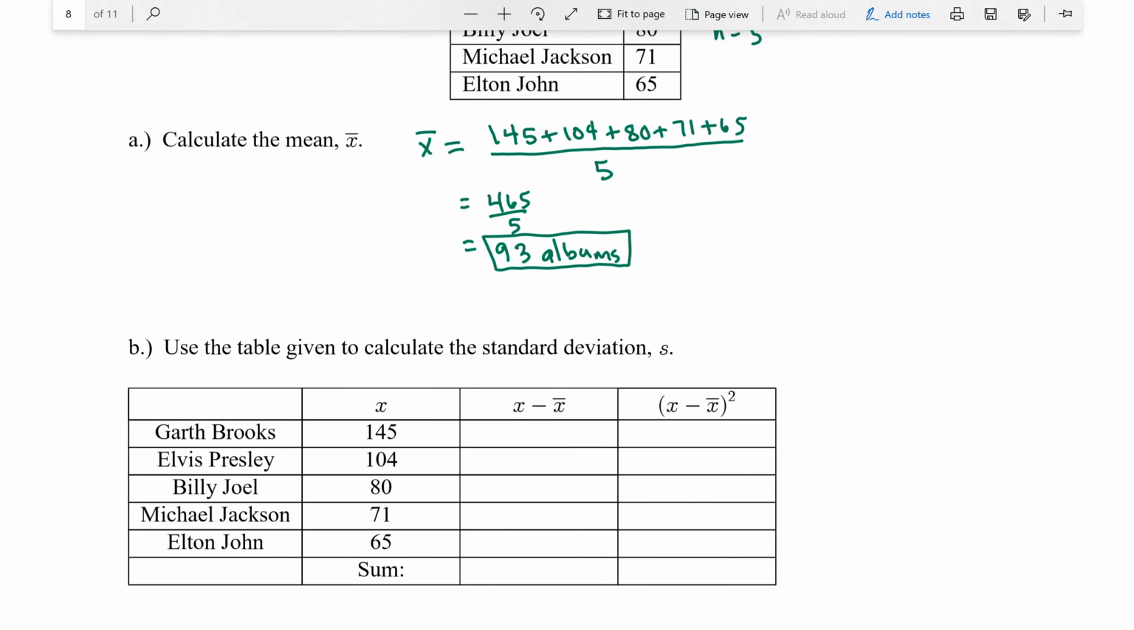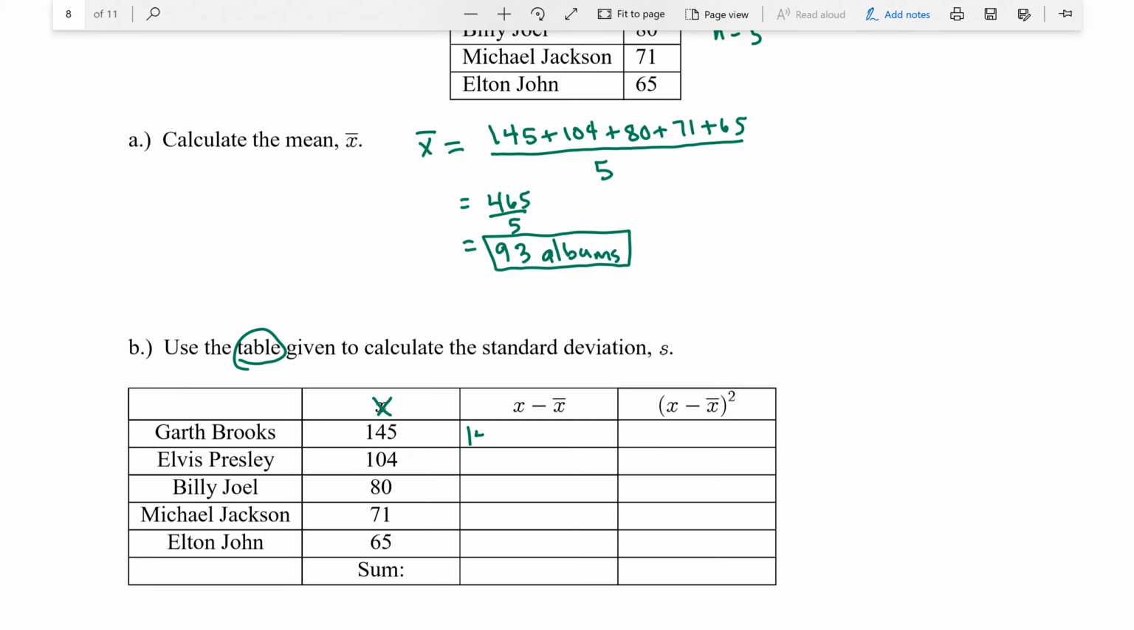It says use the table given to calculate the standard deviation. If you build a table like this for the problems on your homework, then you can calculate that standard deviation one step at a time. So notice under the column called X, we've got all of our data points. Next, we need to find the difference between each data point and the mean. And don't forget, the mean was 93.